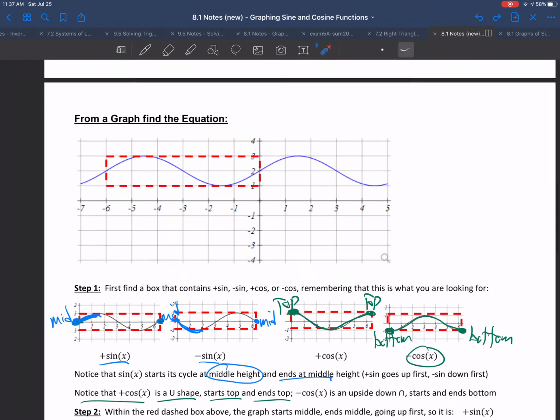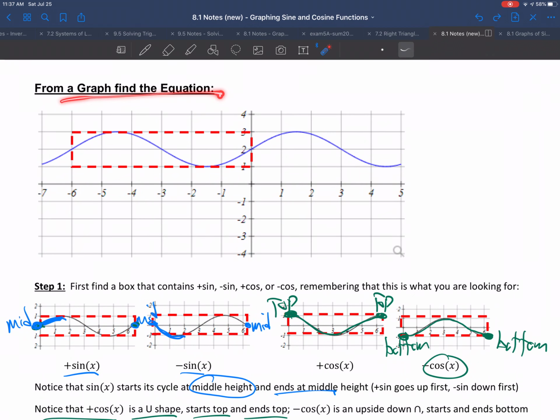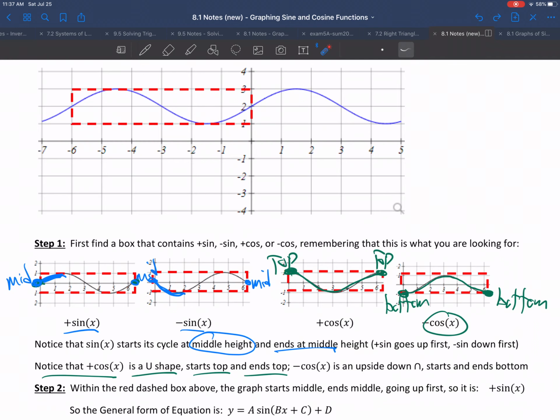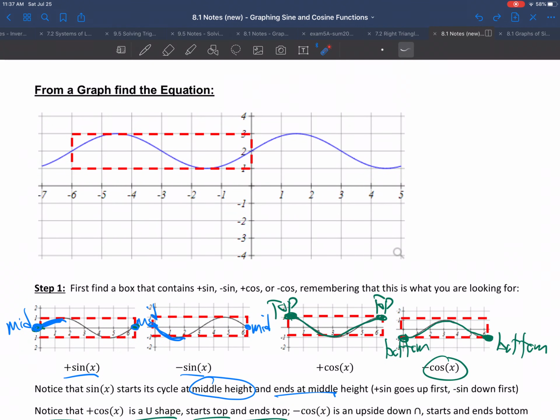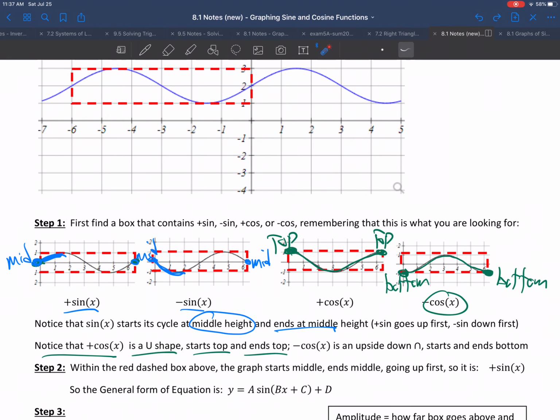So going from a graph, find the equation. So how do we do it? Step one, you first have to find a box that contains one cycle of sine or cosine. So how do we do that? You've got to be really clear on exactly what happens in one cycle of sine or cosine. What am I talking about?